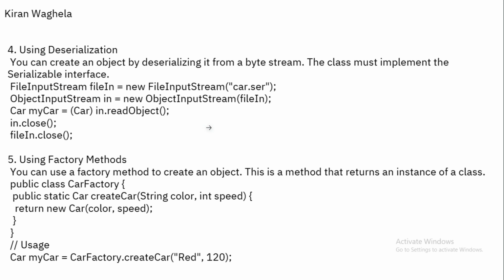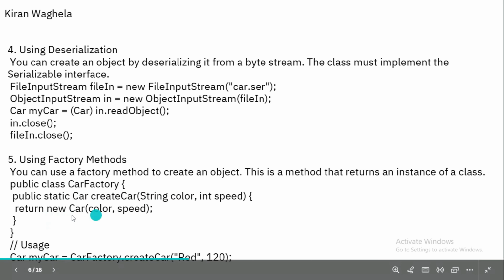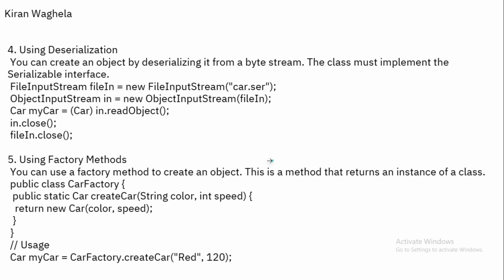Another way is using the factory method. You can also create an object using a factory method. This method returns an instance of the class. For example, class Factory has a public static method createCar that returns a new Car. So we have created the static method and then we can return the new object from it.